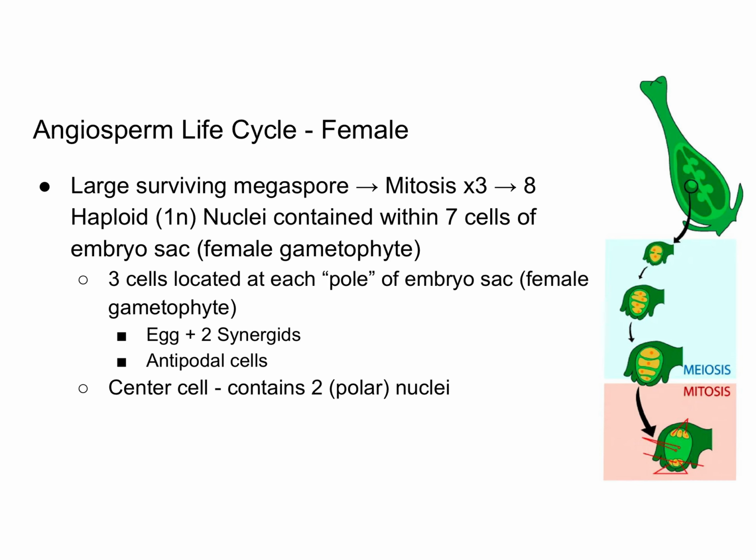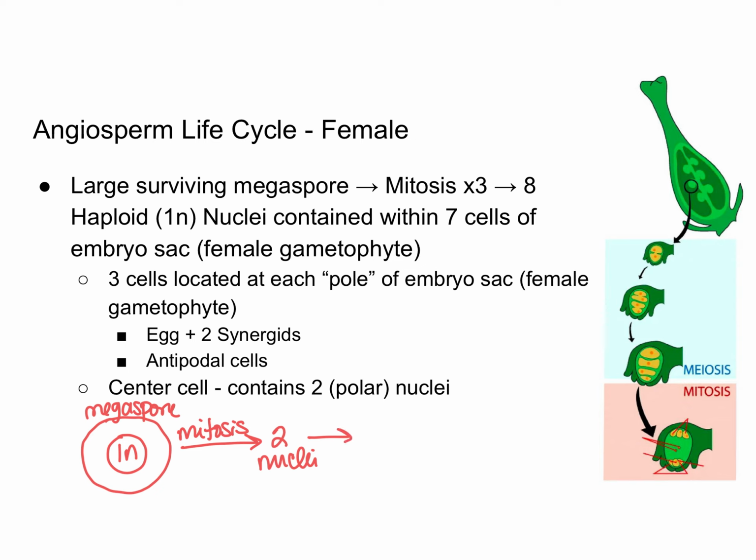The megaspore that survives at the end of meiosis is going to go through mitosis 3 times. So if we draw that down here, we've got our megaspore with our haploid nucleus. After 1 round of mitosis, we're going to have 2 nuclei. After another round of mitosis, we're going to have 4 nuclei. And after a third round, we are going to have 8 nuclei.